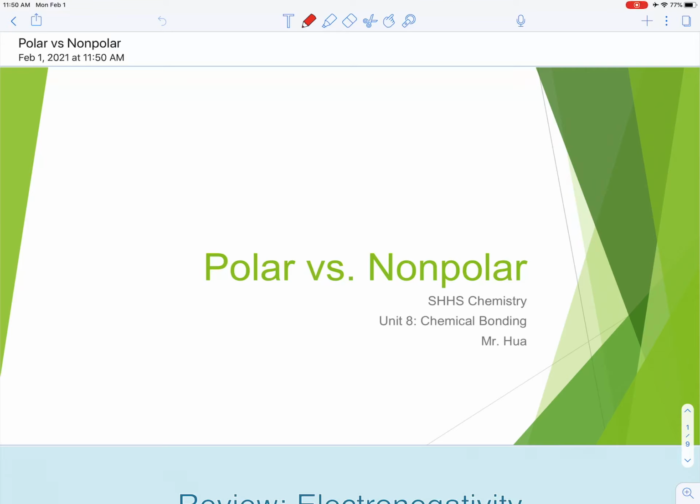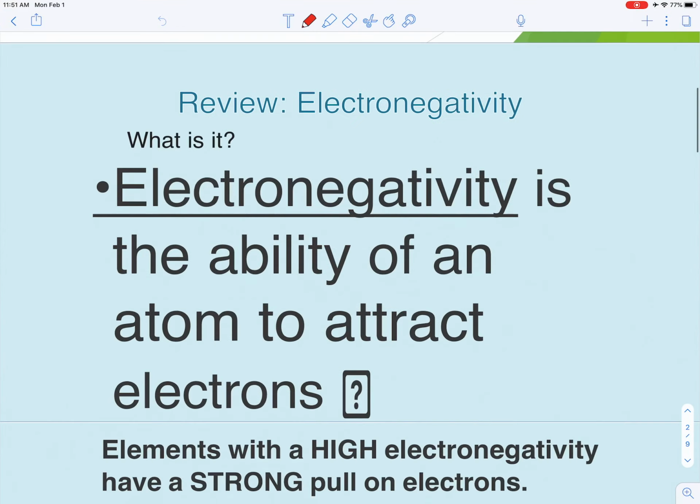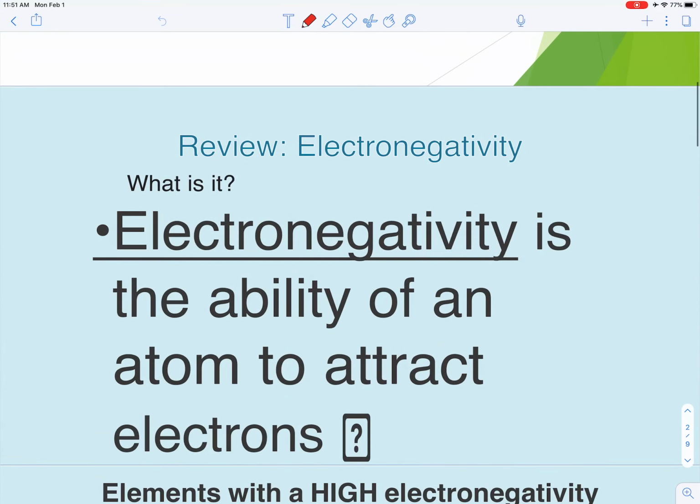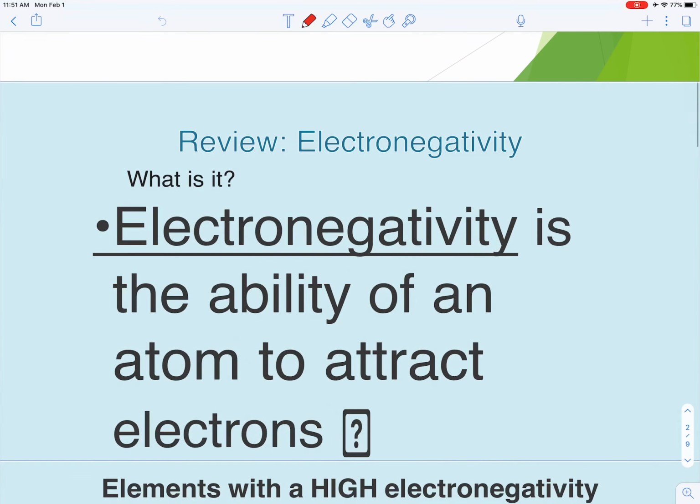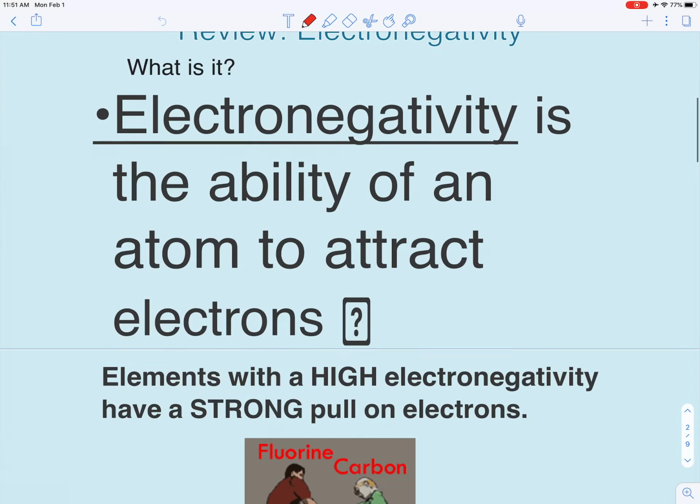Everyone, today we are going to learn polar versus nonpolar. So two key terms that you need to know when we discuss molecular shapes and Lewis structures. So before we talk about polarity, let's talk about electronegativity. So remember, electronegativity is the ability of an atom to attract electrons.